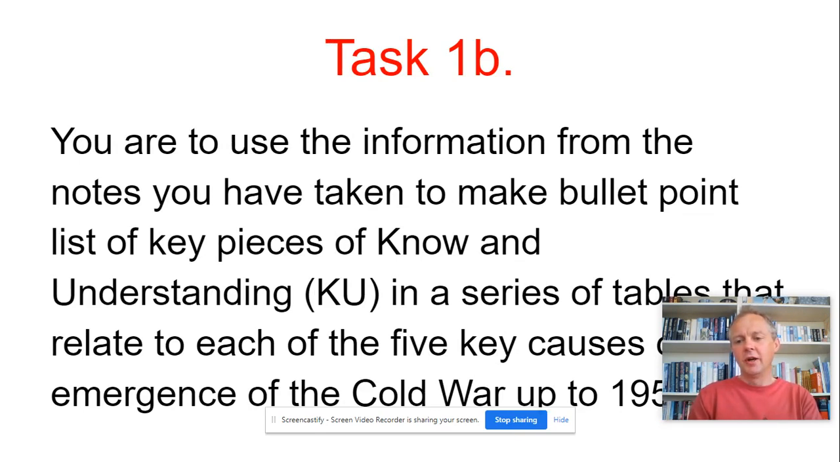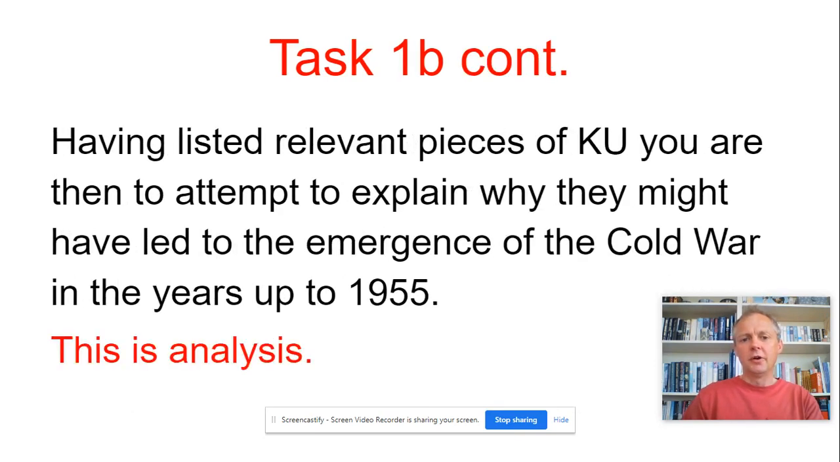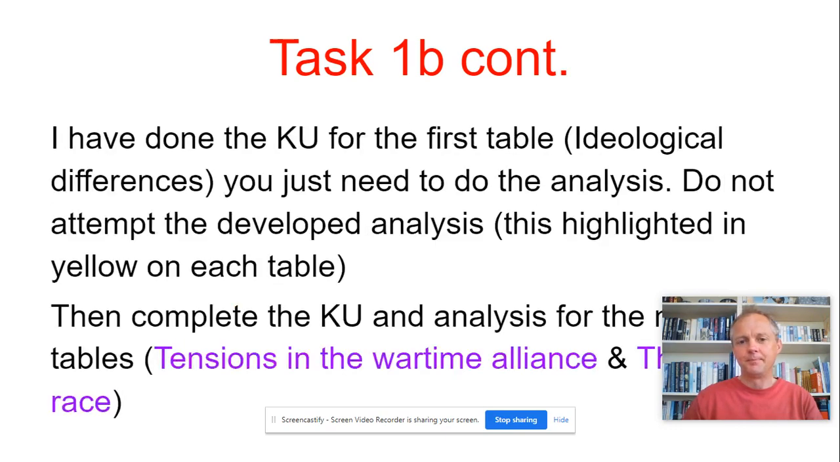Now, the way you're going to use the Google Doc is you're going to be asked to take the information that you've got from your own notes you've made, and we're going to create a series of bullet point notes focusing on knowledge and understanding in a series of tables, which is in the documents. Each table relates to one of the 5 key causes of the emergence of the Cold War up to 1955. So, having listed all the relevant bits of KU, you're then going to attempt to explain why they may have led to the emergence of the Cold War in the years up to 1955. And what we're now doing is we're analysing the significance of this evidence.